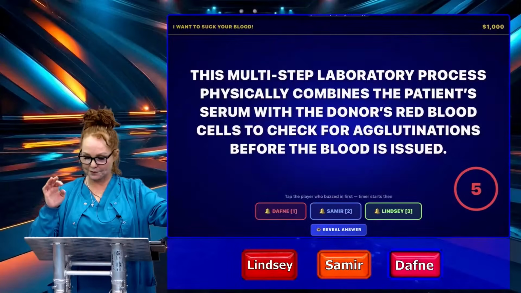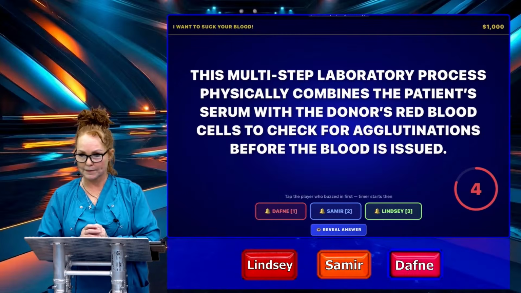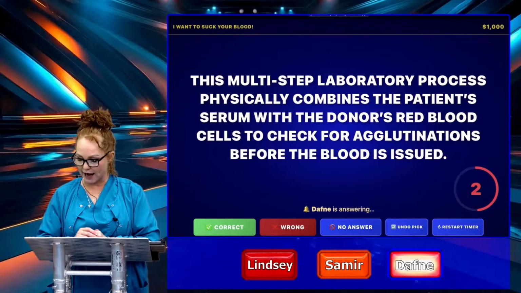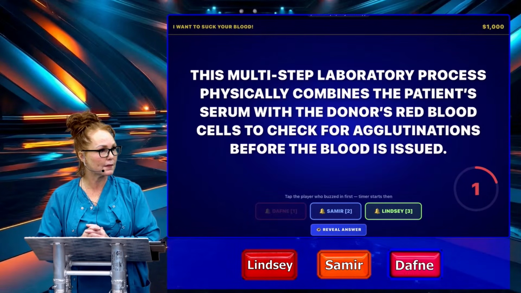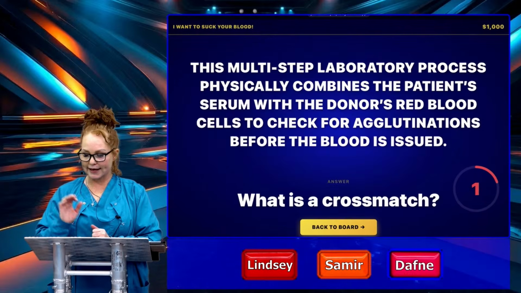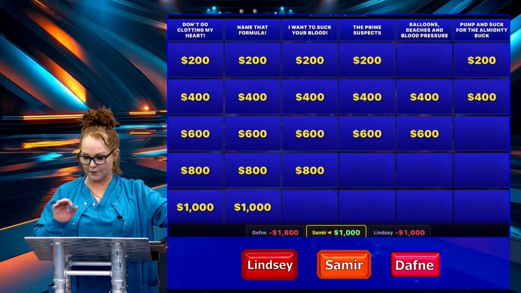Let's go with I Want to Suck Your Blood for 1,000. Let's get it over with. This multi-step laboratory process physically combines the patient's serum with the donor's red blood cells to check for agglutinations before the blood is issued. Daphne, what is a Titan screen? That is not correct. Anyone else? The answer is what is a crossmatch. Close, but wrong wording.